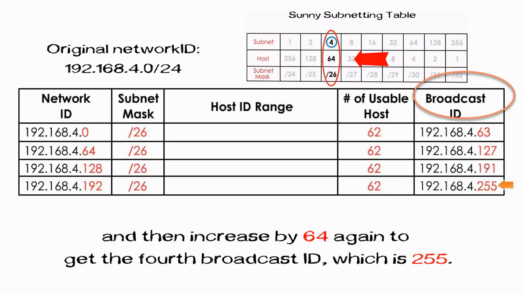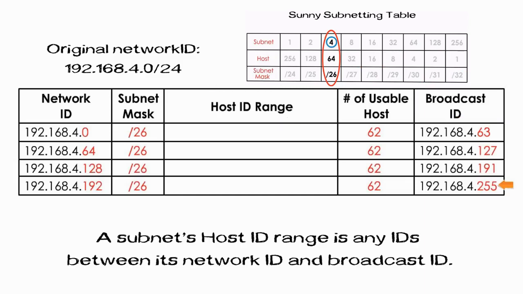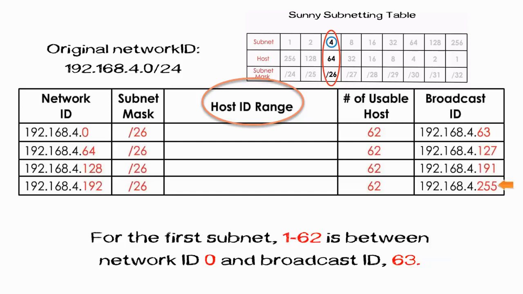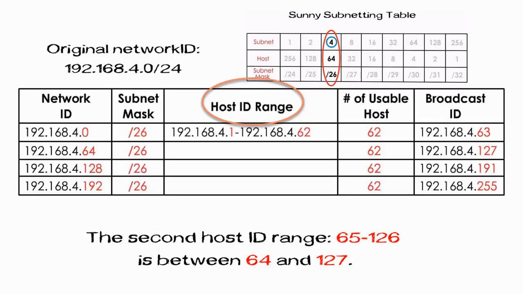We are almost done. One last column, the host ID range. A subnet's host ID range is any IDs between its network ID and broadcast ID. For the first subnet, 1 to 62 is between network ID 0 and broadcast ID 63. The second host ID range, 65 to 126, is between 64 and 127.